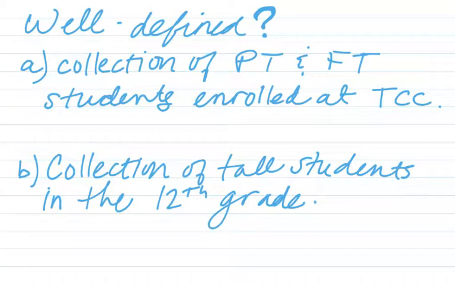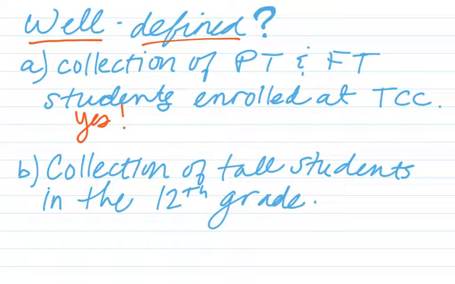Are these examples well-defined? The first one is the collection of part-time and full-time students enrolled at TCC. That set is clearly defined, well-defined. So I could run through the colleague system or through WebAdvisor and determine every student who's part-time or full-time enrolled at TCC. We can do that for each semester. We can do it over a period of time. But yes, this is clearly defined.